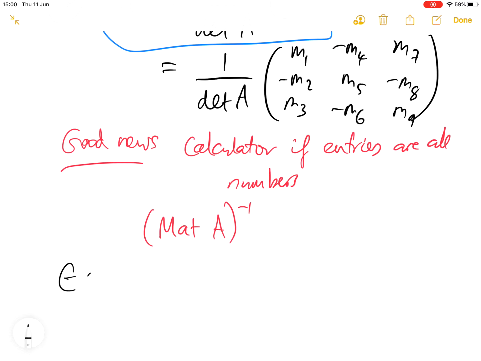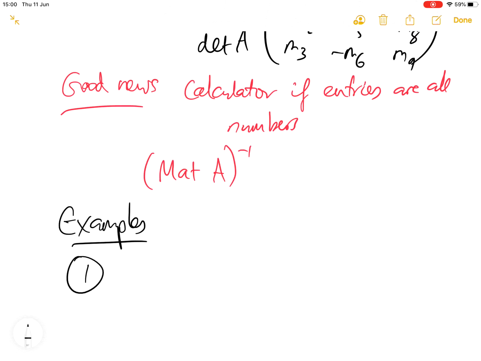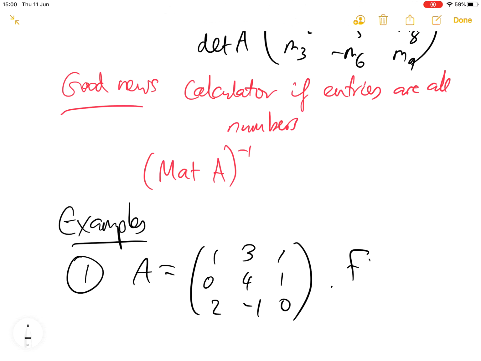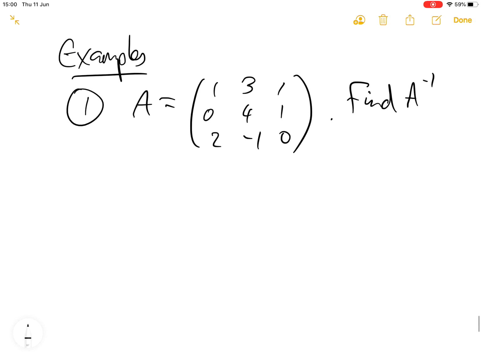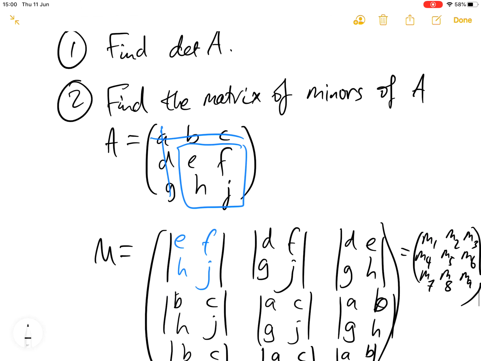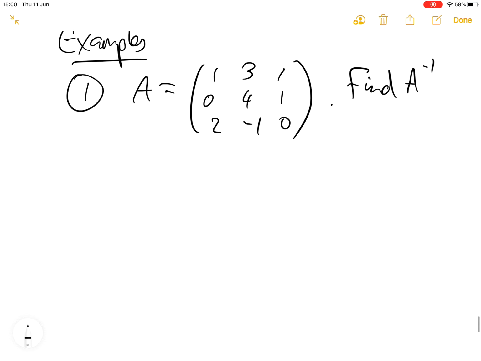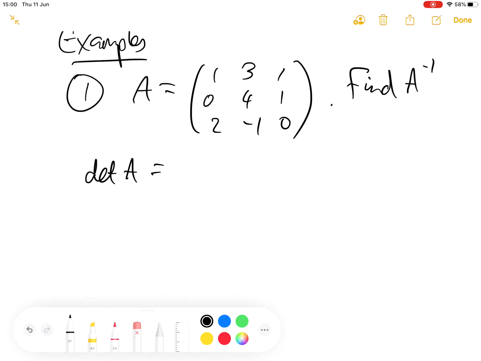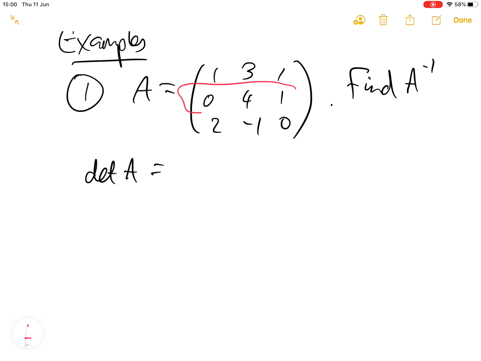So we'll do two examples. One with a matrix where all the entries are numbers. So if A is 1, 3, 1, 0, 4, 1, 2, minus 1, 0, the question is find A inverse. So let's see. Step 1, that was find the determinant. All we're going to do is what we did before. Pick a row or column, preferably involving a 0. So here we could pick the second row.